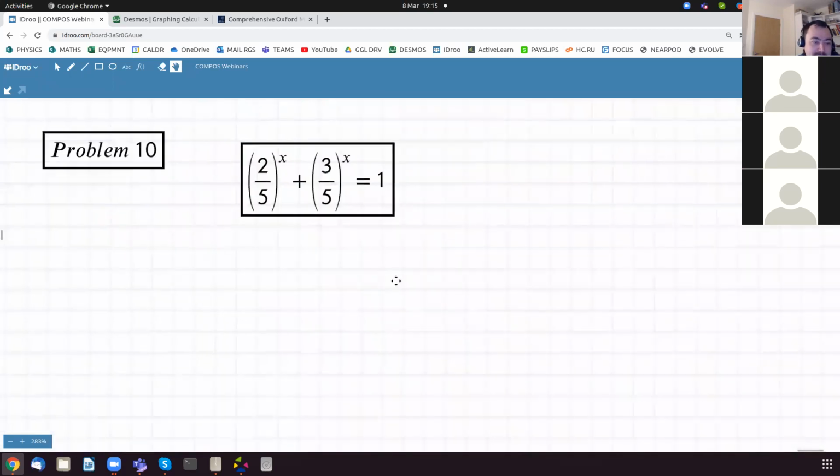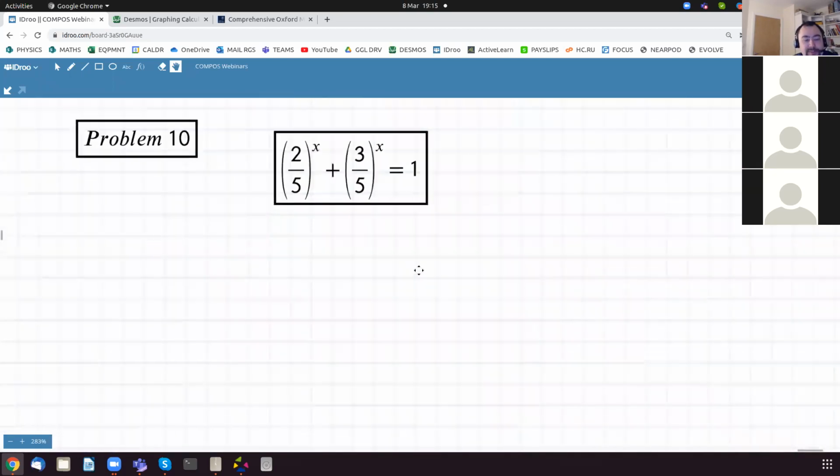Okay, problem 10. Now, this question is way easier than it looks, because if you actually try solving it, you're going to have a bad time. I can't even see where you would start.